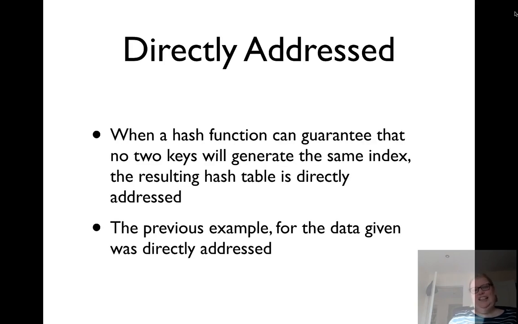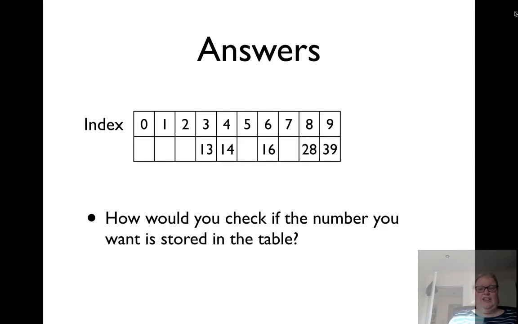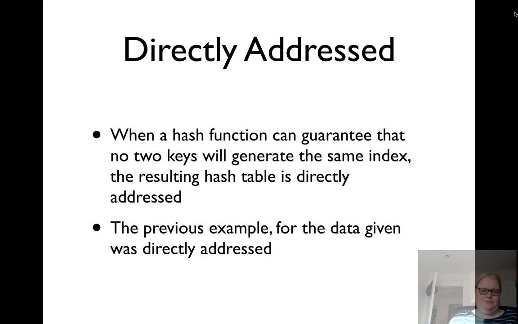When a hash function guarantees that no two keys, and remember keys and bits of data are interchangeable words, will generate the same index, the resulting hash table is what we call directly addressed. The previous example for the data given was directly addressed because every single bit of data went into the hash table, there were no clashes, no problems. That is a directly addressed hash table.